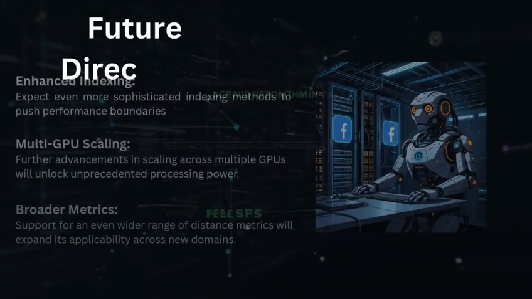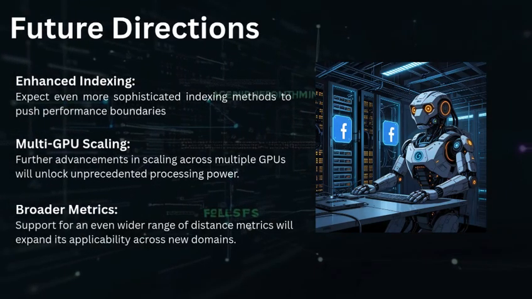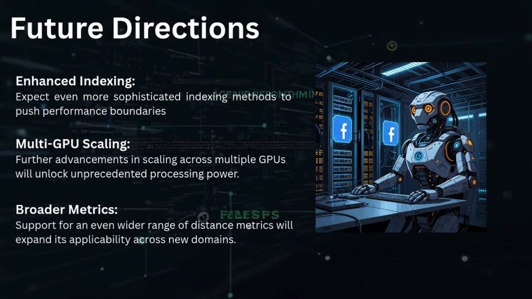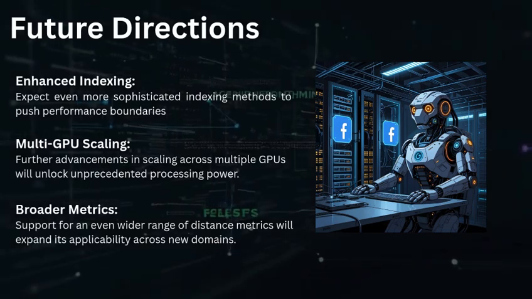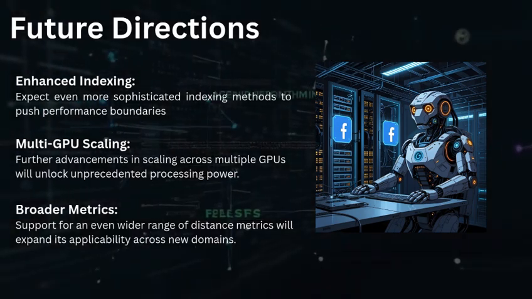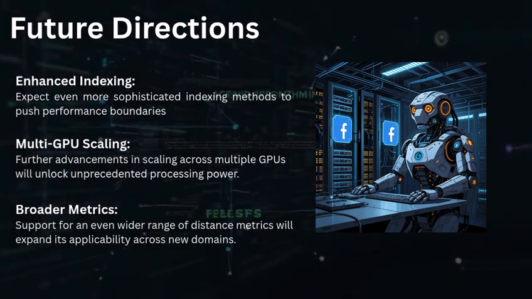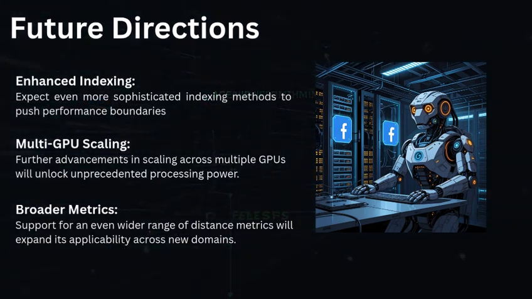FAISS looks promising. Enhanced indexing will push speed and precision further. Multi-GPU scaling will allow even bigger datasets to be processed in parallel. Support for broader metrics will open doors for newer applications in bioinformatics, linguistics, and beyond. As data grows, the need for fast and accurate similarity search will only increase, and tools like FAISS will continue to be at the center.